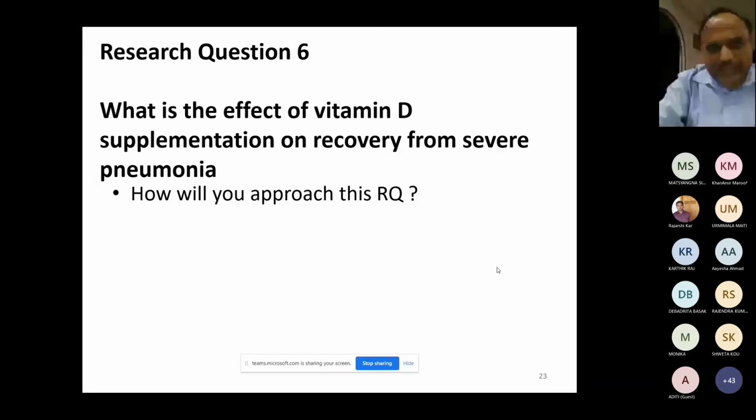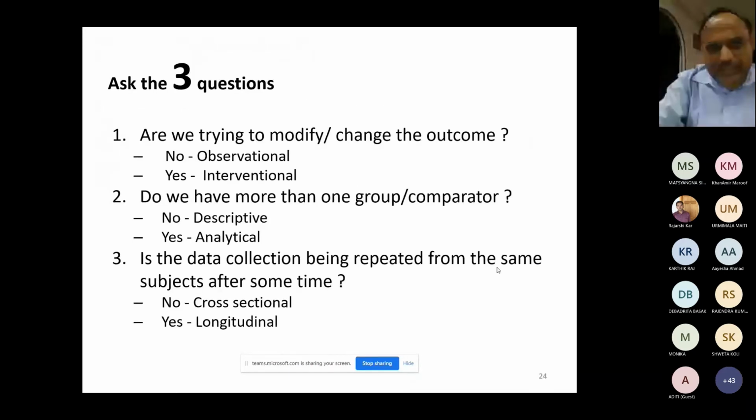So here the question is yes. The answer to question is yes. Interventional. So this is an interventional study where we are trying to modify the outcome, trying to see whether the outcome is modified or not by doing an intervention. So here the intervention is vitamin D. Do we have more than one group, a comparator?